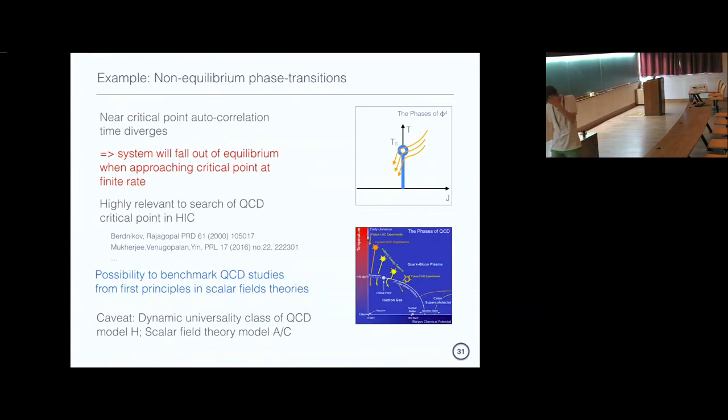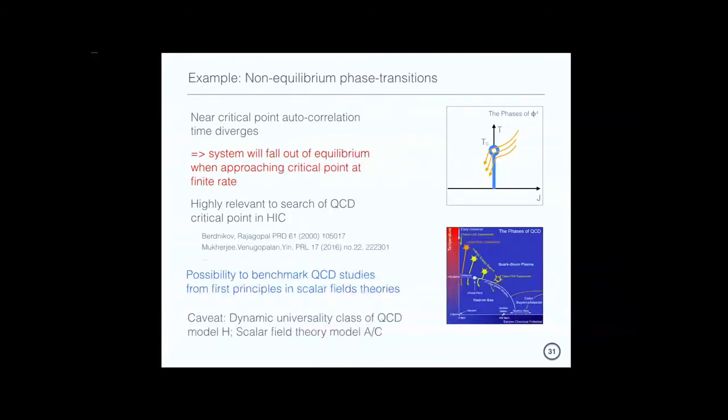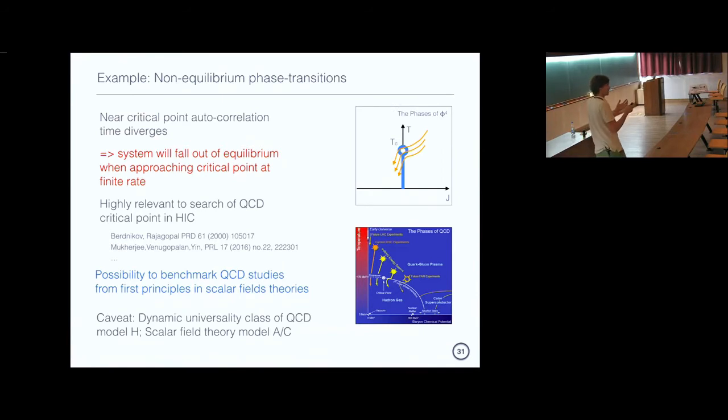So the point is that near the critical point, these relaxation times diverge, so the system takes really an infinite amount of time to fall back into equilibrium. It will necessarily fall out of equilibrium somewhere in the vicinity of the critical point. This is something that one really needs to understand if we want to search for the critical point in heavy ion collisions. There's a lot of interesting work being done on this, going back to the early 2000s or so, perhaps even earlier.